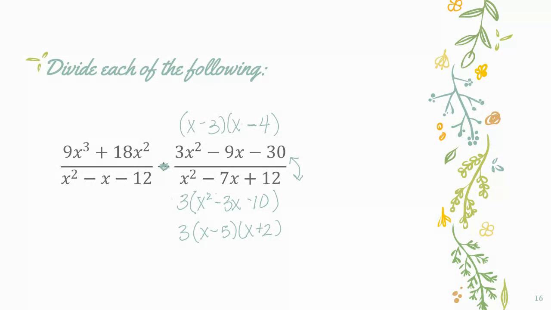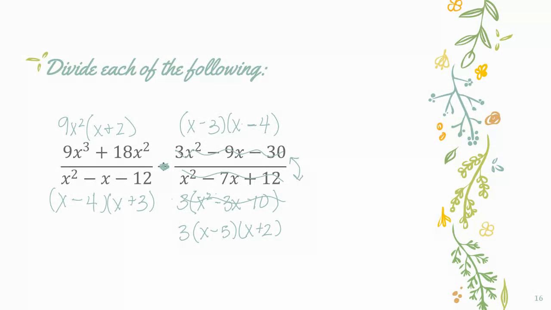I'm going to change this to multiplication. I'm just going to cross these off because I've already done them. I'm going to go over here on the left-hand side and I'm going to factor this. What factors of 12 this time subtract to be -1? -4 and +3. And then on the top here, I can take a 9x squared out of both of these, leaving me with x plus 2.